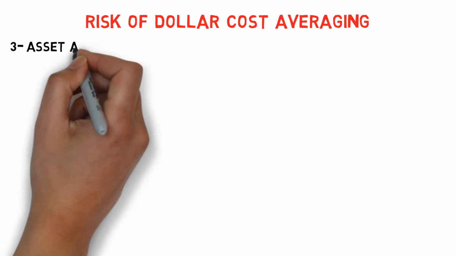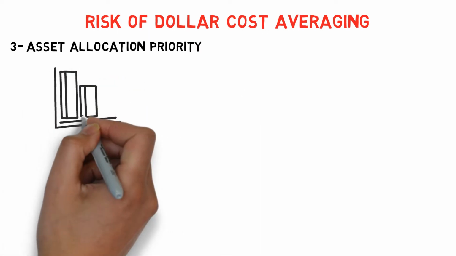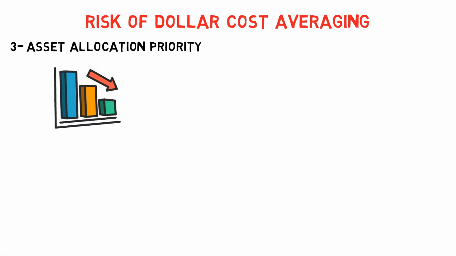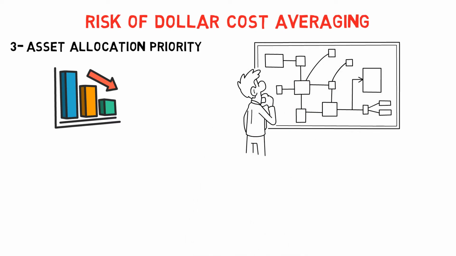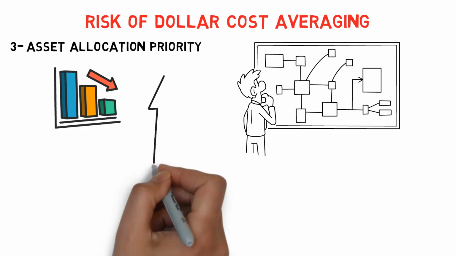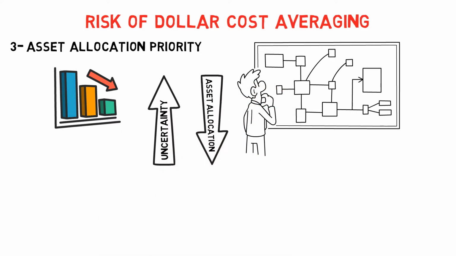Number 3. Asset allocation priority. Dollar cost averaging critics argue that to minimize the risk, an investment strategy must focus on the optimal asset allocation. Implementing dollar cost averaging may increase uncertainty by slowing the achievement of goal asset allocation criteria.